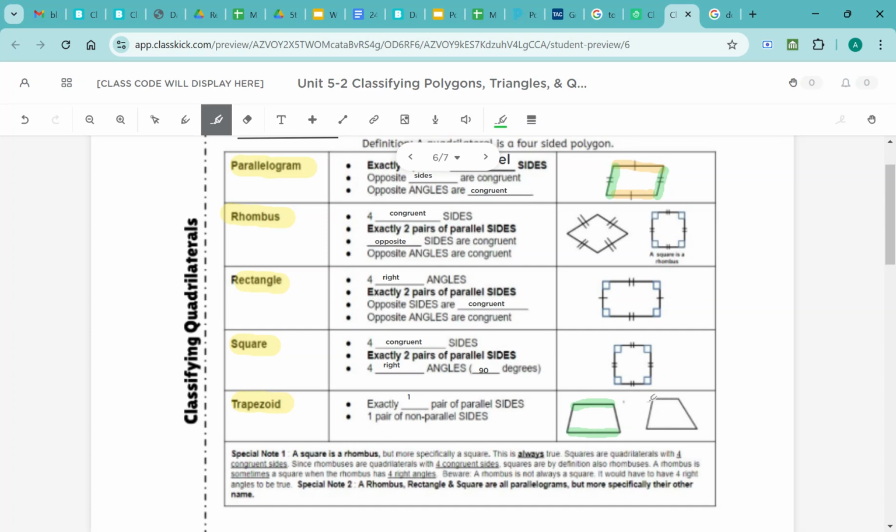All right, and then this trapezoid also has one pair of parallel sides. Every trapezoid will have one pair, and then it has one pair of non-parallel sides. So it still has four different sides.